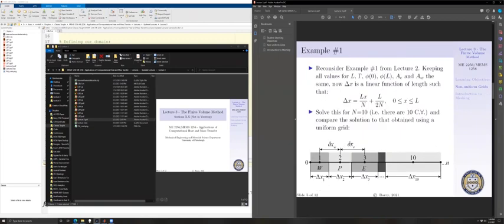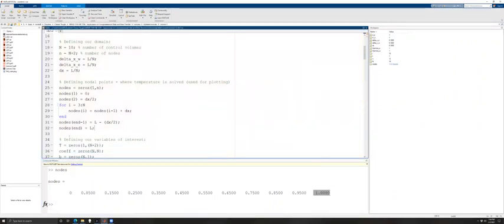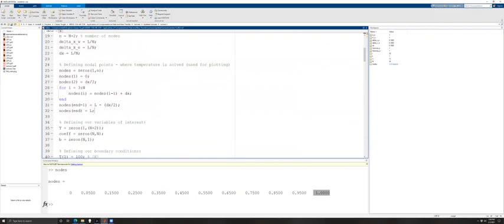So if we imagine this was a uniform grid, delta x1, delta x2, delta x3, all the way up to delta x10 would be a value of 0.1. So our first node is 0, and then as we go to node 1, that's a distance of delta x per 2, or 0.05. And then we'd move a delta x, a delta x, a delta x, all the way up until the end. So these nodes just help us identify where our temperatures are being solved.